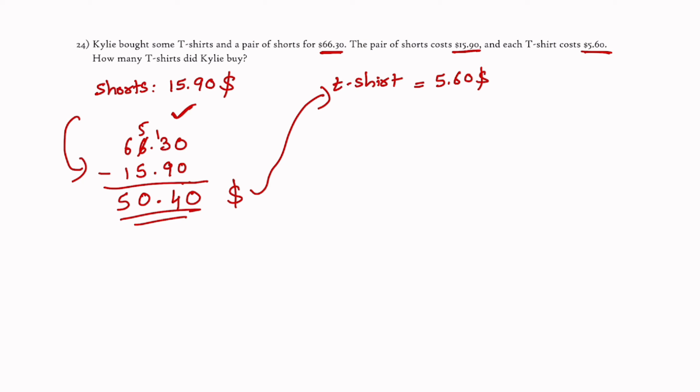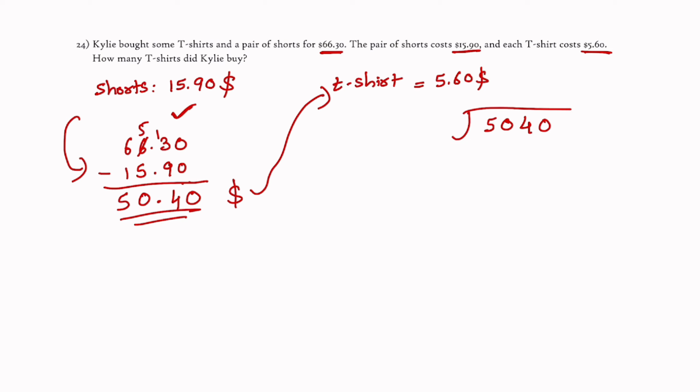And each t-shirt is costing 5.60. What operation are we supposed to use? Addition, subtraction, division, multiplication? How do we know which one to use? So 50.40 is there. You buy one t-shirt, take out 5.60. Buy another, take out 5.60. So it's repetitive subtraction, which means I'm supposed to do division. Very good. Let's do it.